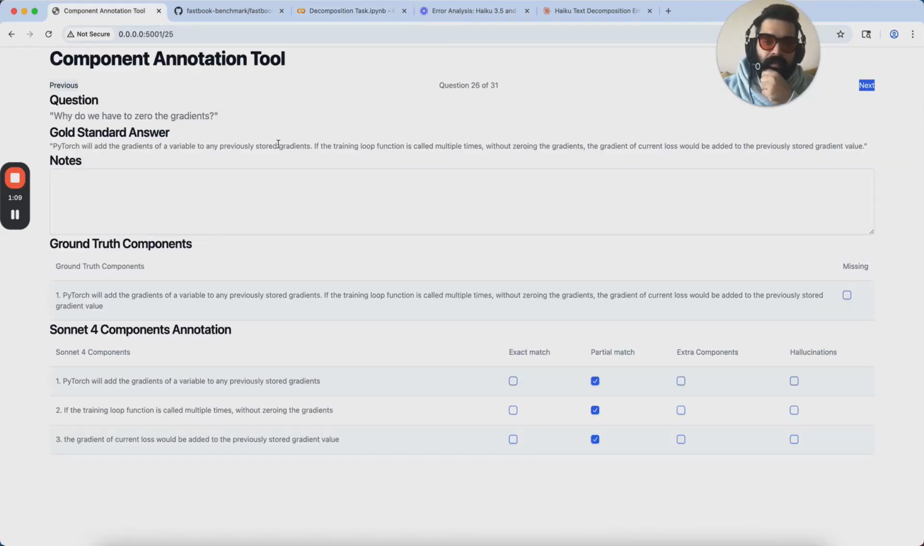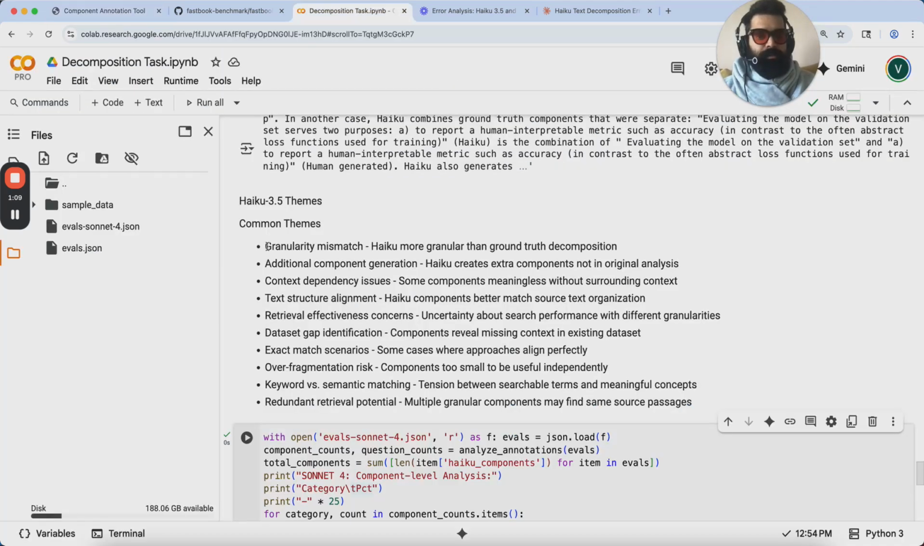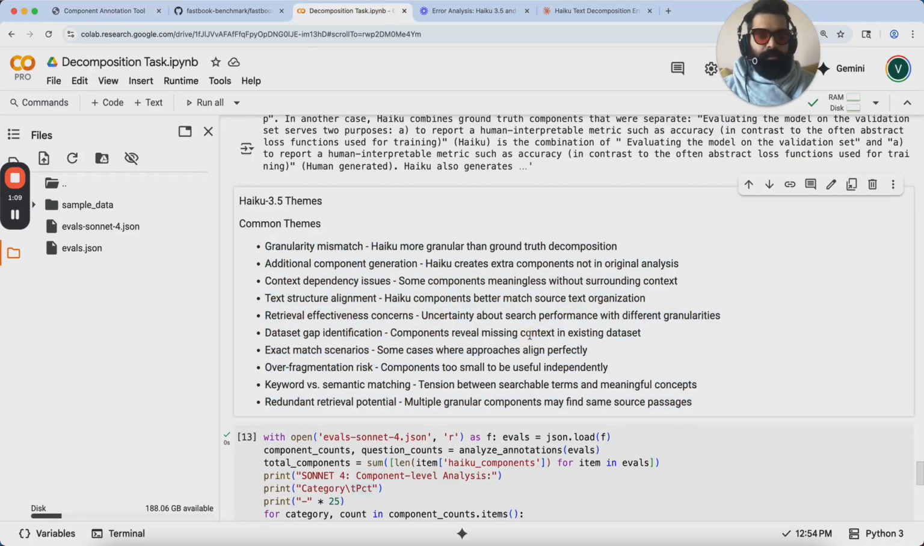I think, just anecdotally as we were going through the video, it didn't seem like Sonnet was doing anything that differently. It had some extra components. It had fewer exact matches. So I didn't get the sense that there were any more insights that I would be able to gain other than these ones here. So I think based on that, I don't think I'm going to do the notes for Sonnet.